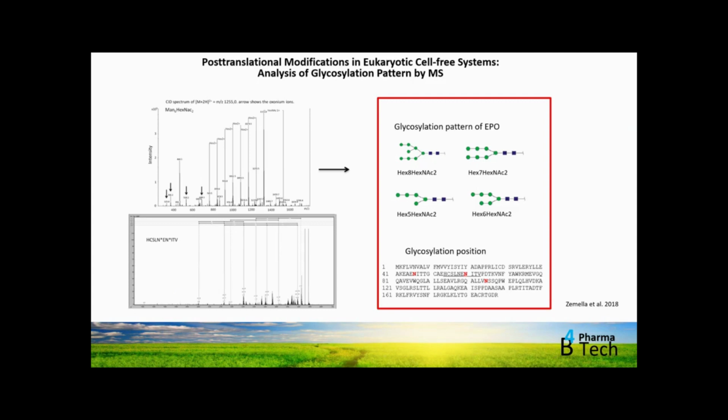What type of glycosylation can we expect in these eukaryotic cell-free systems? We analyzed that in detail by mass spectrometry, and this was published by Annette Zemella in 2018. We see these different types of glycomoieties which are attached to all three N-glycosylation positions in the protein. So the clear advantage is that all of the N-glycosylation positions are addressed. You find the glycomoieties in all of these positions, and these are the types of glycosylation which we see in the cell-free produced EPO.